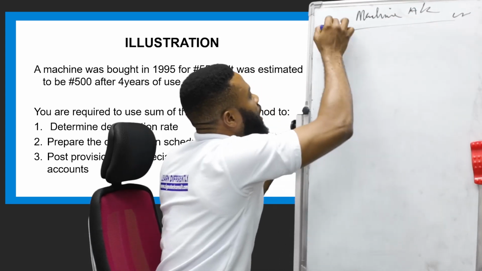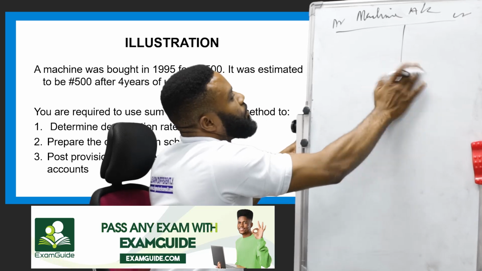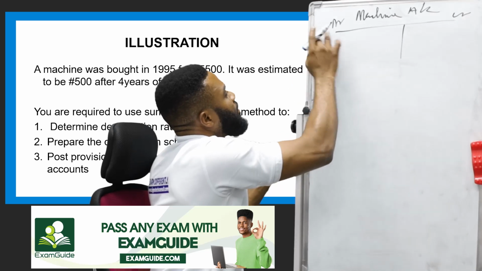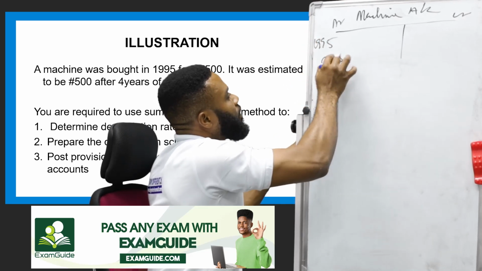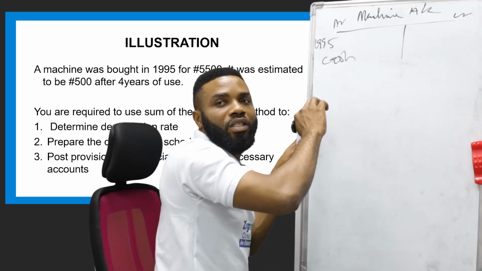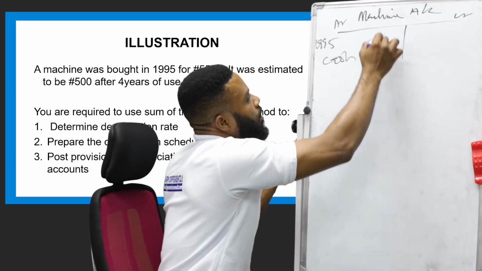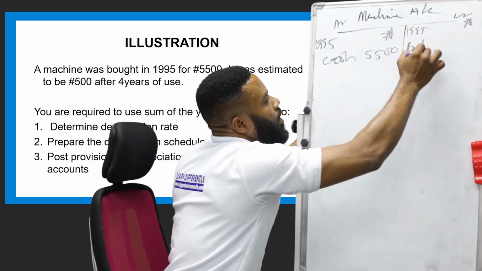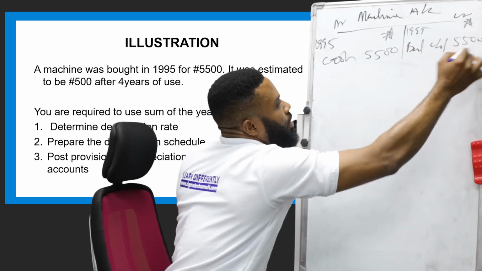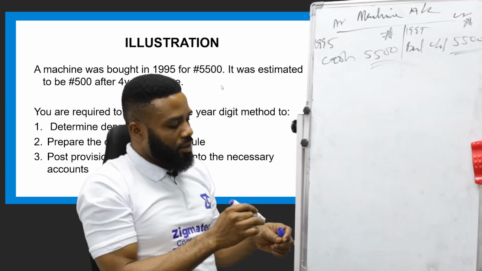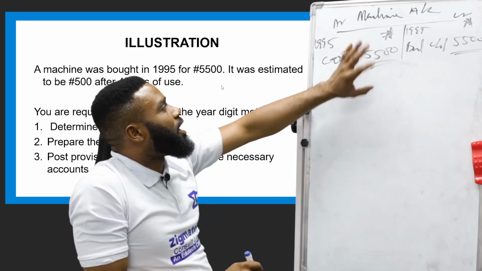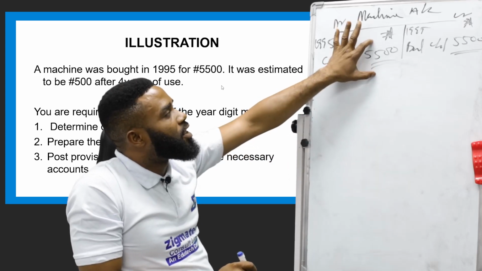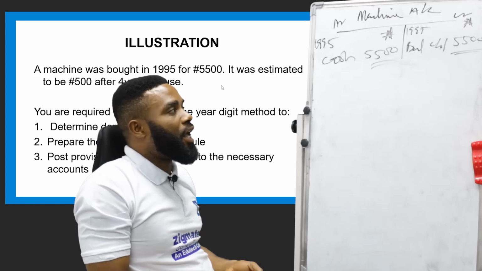Machine account, this is your credit side, debit side. In your machine account, you have the date, 1995. The cash, what did we buy? We bought, that's 5,500. And then your balance carried on is 5,500. That's it. You have concluded that. It's as simple as that. When anybody looks at this account, since we have the cash here, the corresponding entry to this transaction will be in the cash book.